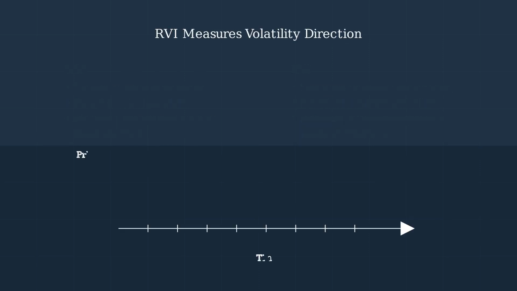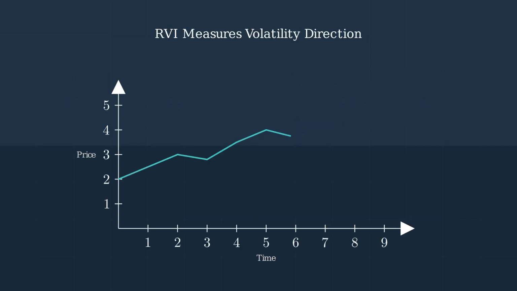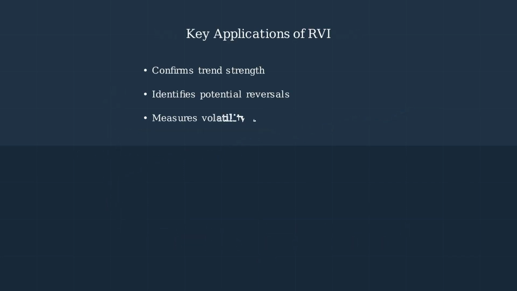RVI helps traders visualize whether volatility is increasing in the same direction as the price trend or against it. In periods of high volatility, RVI can help identify whether this volatility supports the current trend or signals a potential reversal. The primary value of RVI lies in its ability to confirm trend strength and identify potential reversals by analyzing volatility patterns. It helps traders determine if volatility is supporting or contradicting the current price movement.